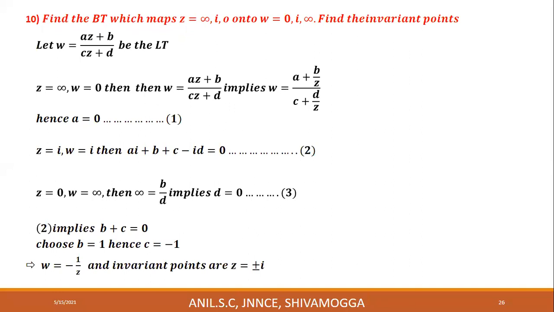Find the bilinear transformation which maps the points z equal to infinity, i, 0 onto w equal to 0, i, infinity. Let w equal to (az plus b) divided by (cz plus d) be the required bilinear transformation.